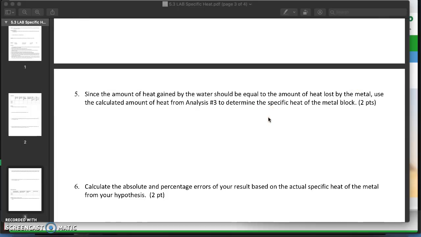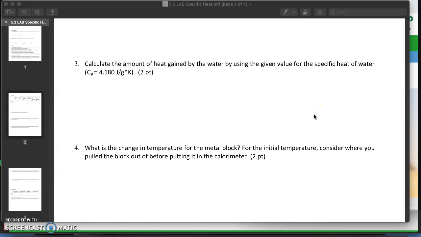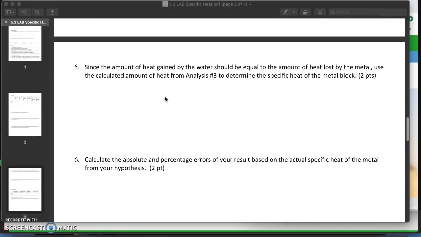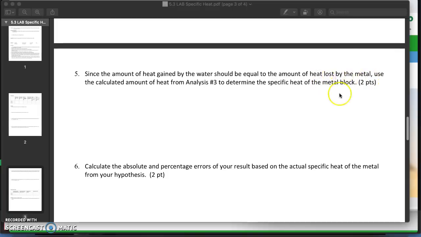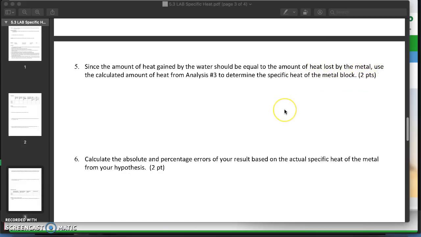So here you're told the amount of heat gained by the water should be equal to the amount of heat lost by the metal. Use the calculated amount of heat from analysis 3 to determine the specific heat of the metal block. What this means is the Q you're using here to find the specific heat is going to be the same value, but the opposite sign. So you want to use a negative sign because the heat was released, the amount of heat you calculated in step 3. Also keep in mind, this is all about the metal block. So the change in temperature you want to use is for the metal block. The mass you want to use is for the metal block. That's what you're using to calculate this.